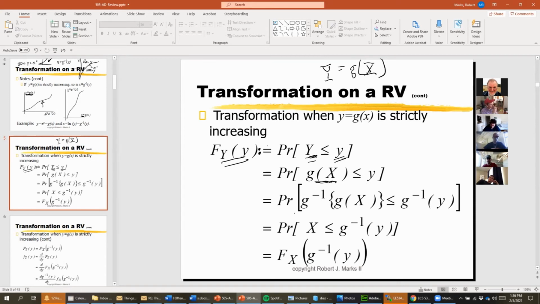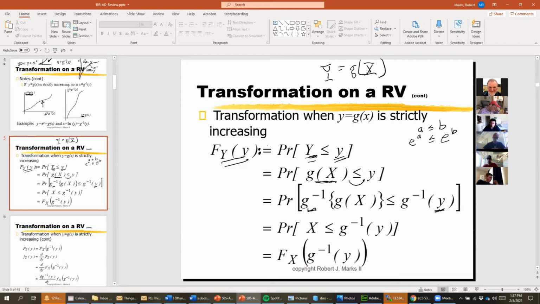Now here's where the inversion comes in. We've assumed that g and its inverse are strictly increasing. So what's cool about this is we can operate on both sides by g inverse and maintain the inequality, can't we? I mean, for example, if we have a is less than or equal to b, since e to the x is strictly increasing, we can assure ourselves that e to the a is also going to be less than e to the b, right? As long as we operate on both sides by a strictly increasing function.